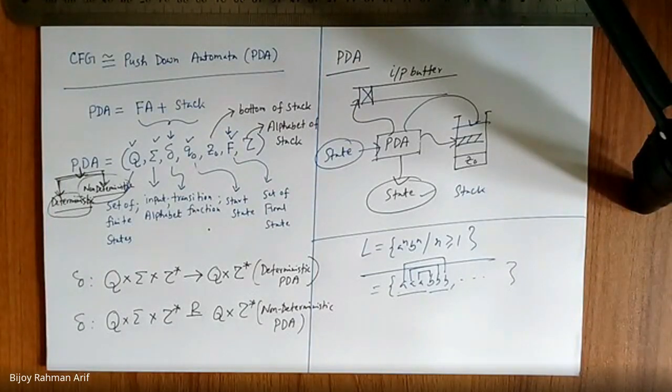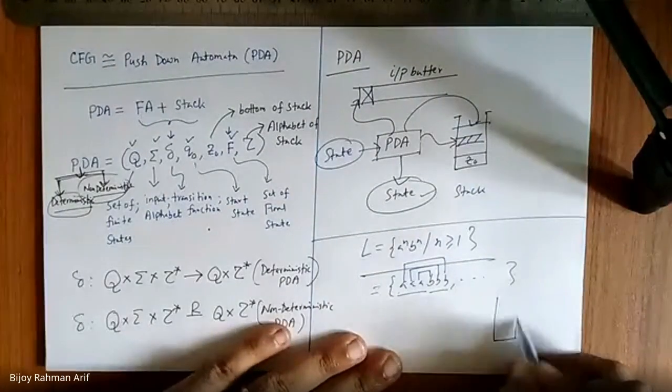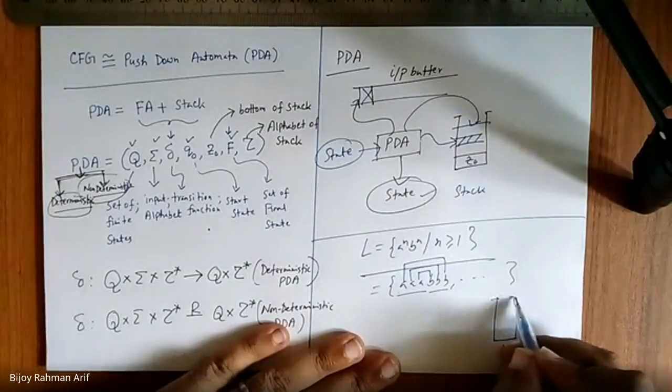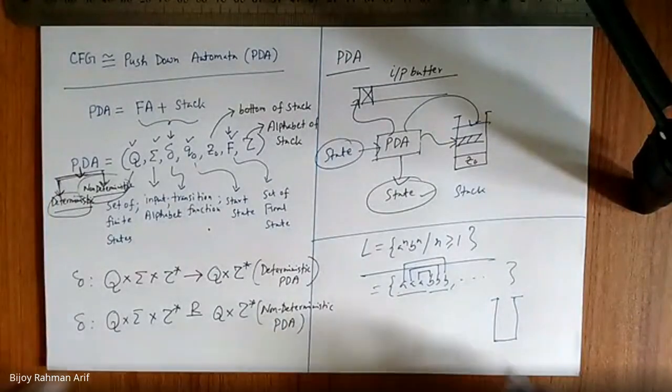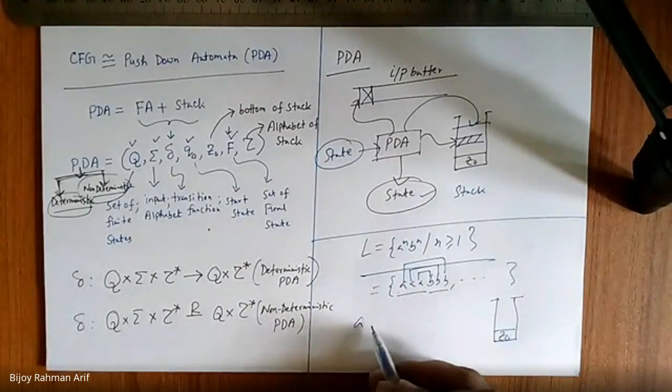But now tell me, using stack, how can you do this? Using stack, how can you do this? Riya, Sadman, Wasif, Wasif wanted to say something. Now tell me, how can it be done using a stack? Bottom is Z0. Then what are you going to do? Your buffer is like this.